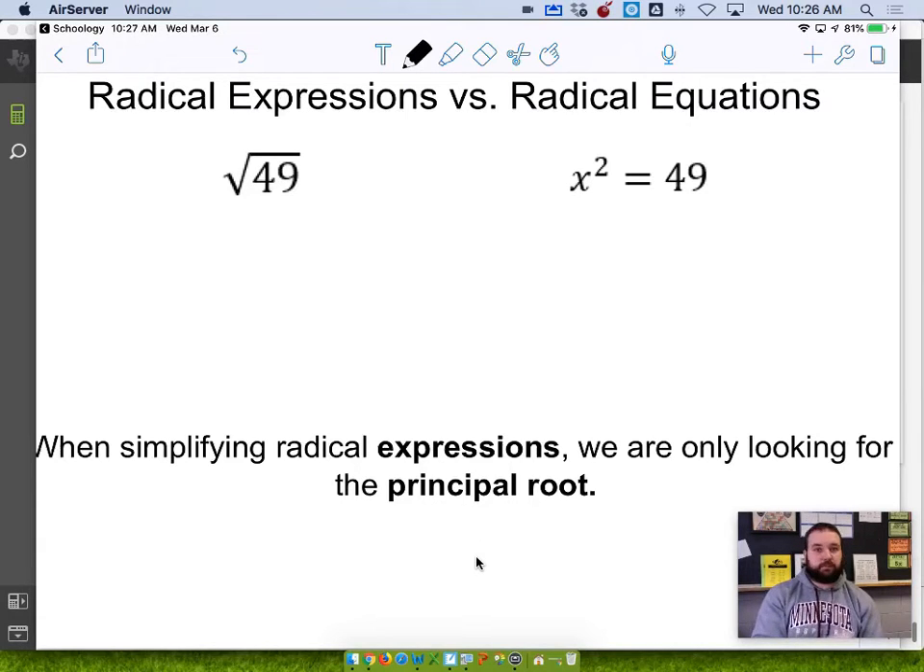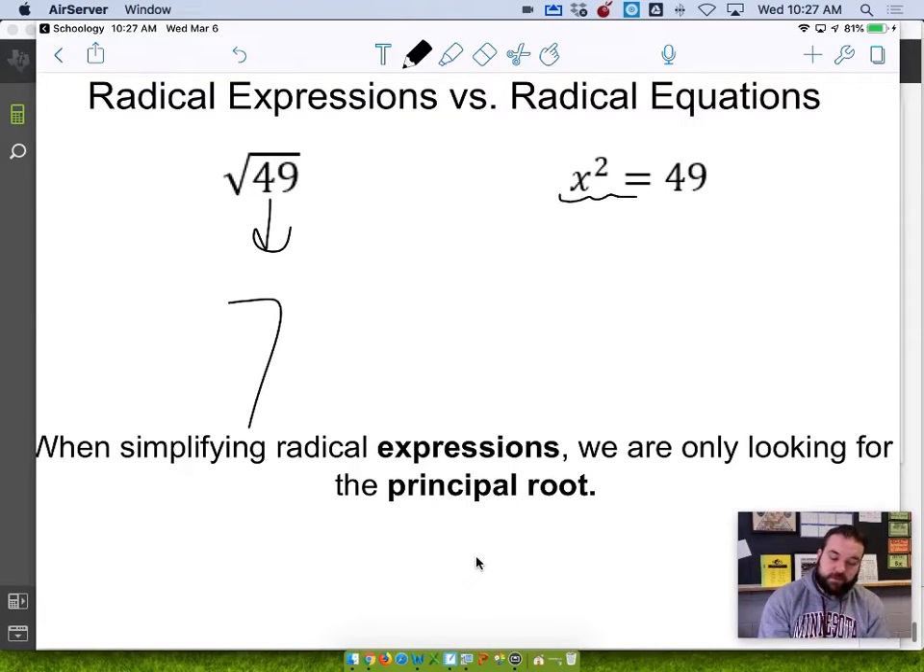If I ask you to simplify something, so just take this and make it simpler, and you see something like the square root of 49, that is only looking for the principal square root, or the positive version of it. So if you see square root of 49, you're just going to take what the calculator tells you, and this is just simplified into 7. You don't have to worry about listing positive 7 and negative 7. If you see square root of 49, just replace it with the number 7, and you're good.